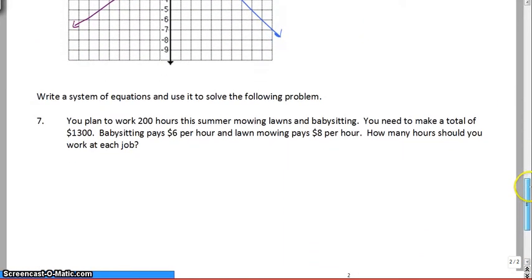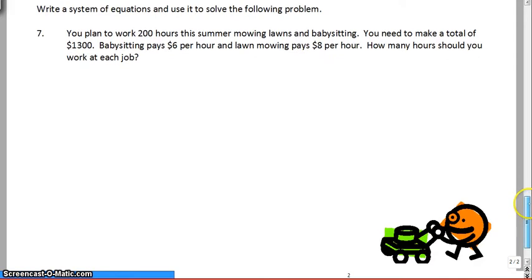Last question. Word problem. We're going to write a system and then solve for this babysitting problem. So you plan to work 200 hours this summer mowing lawns and babysitting. You need to make a total of $1,300. Babysitting is $6 an hour. Mowing lawns is $8 an hour. How many hours should you work at each job?